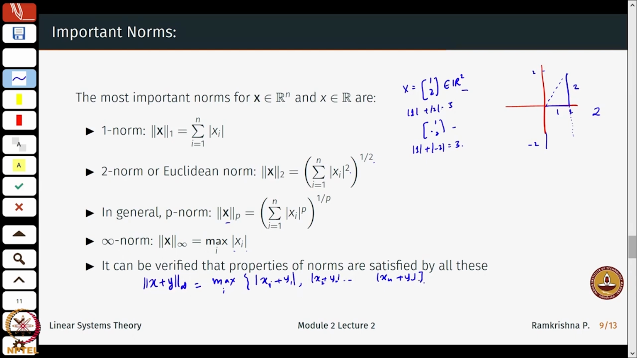Now, what do I know? These xi and yi are just simply numbers. So, it is pretty straightforward to verify that |xi + yi| will be less than or equal to |xi| plus |yi|. You can maybe do it for these two numbers here and check that. Now I put it back here, and what I would find is that the infinity norm of x plus y is less than or equal to the infinity norm of x plus the infinity norm of y. Similarly, you can check for the p norm, the 2 norm and the 1 norm and so on.